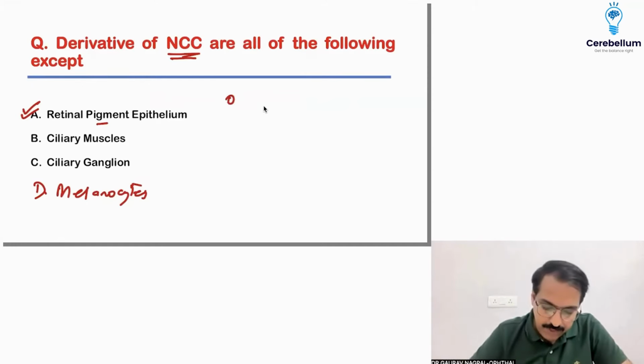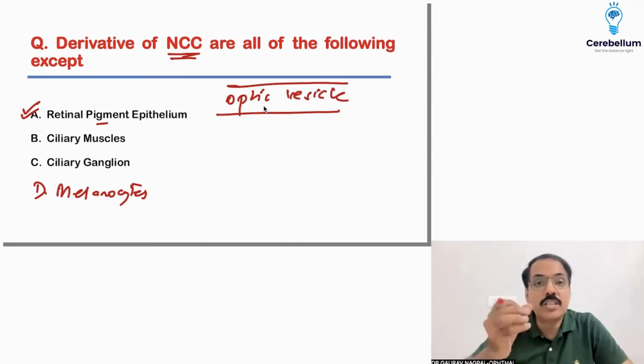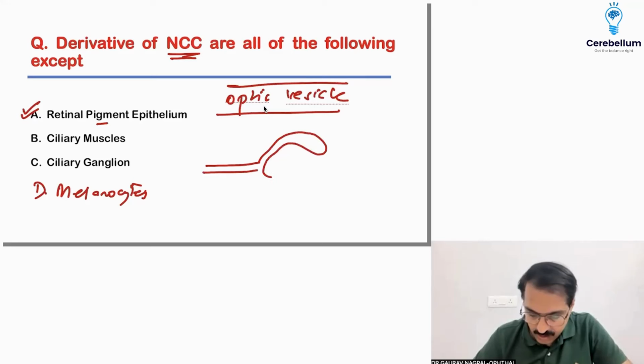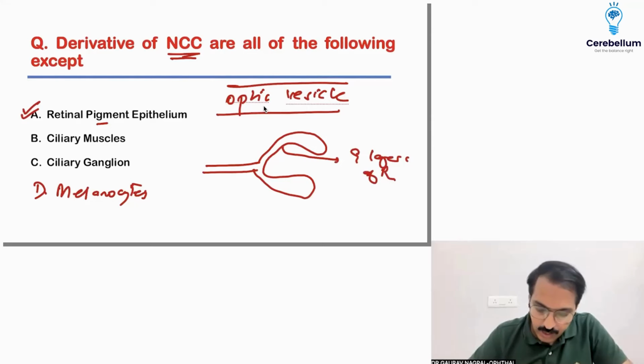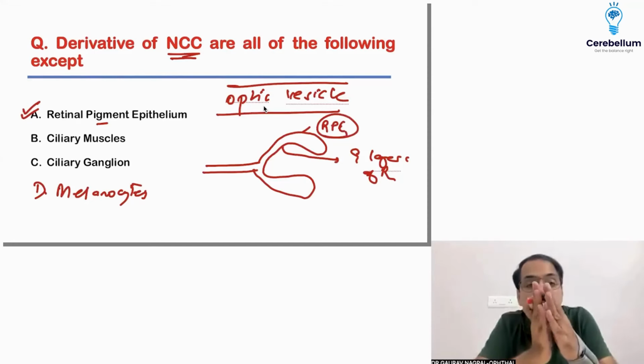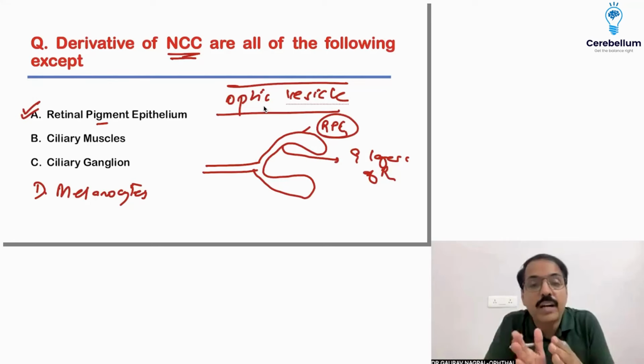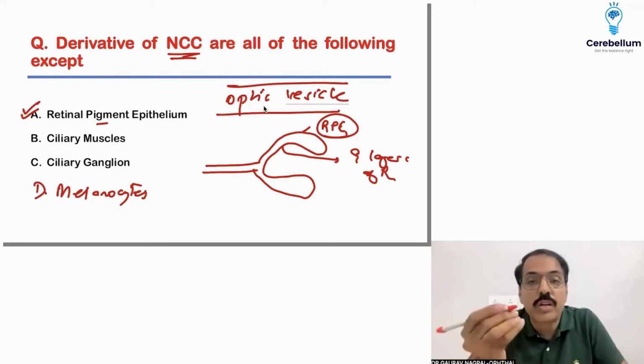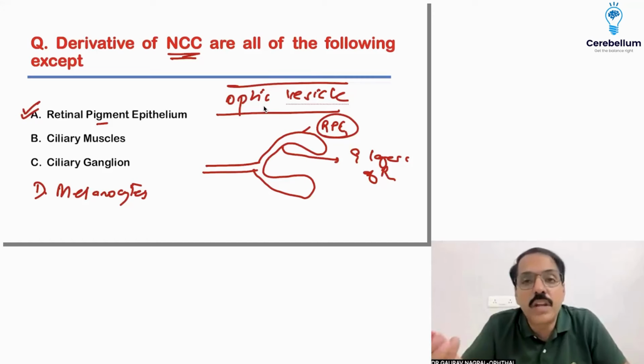Please remember the optic vesicle, and this we have discussed. The optic vesicle comes from the neuroectoderm. It forms like this. I've told that the inner layer forms the 9 layers of retina, and the outer layer gives the retinal pigment epithelium. That is why the layers separate, and that is why the chances of detachment are between the inner 9 layers and the outer. So neuroectoderm is what gives rise to the retinal pigment epithelium. This is very, very clear.